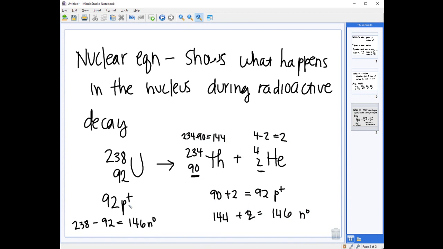So we have 92 protons on the left and 92 protons on the right. We have 146 neutrons on the left and 146 neutrons on the right. So what we've done is we have taken uranium-238 and it has decayed. It has released an alpha particle and left us with thorium-234. So this is an example of alpha decay. I just wanted to show you how your protons and your neutrons have to be equal on both sides of the equation. You don't have to subtract these out every time.